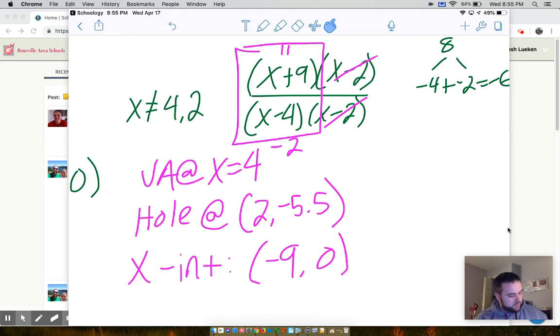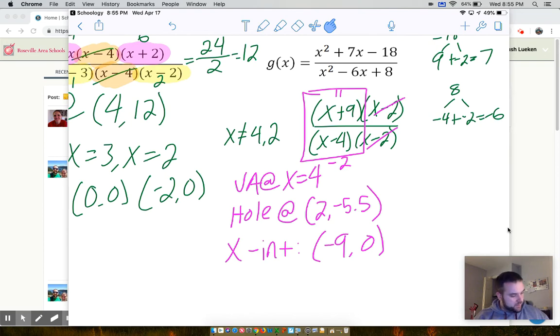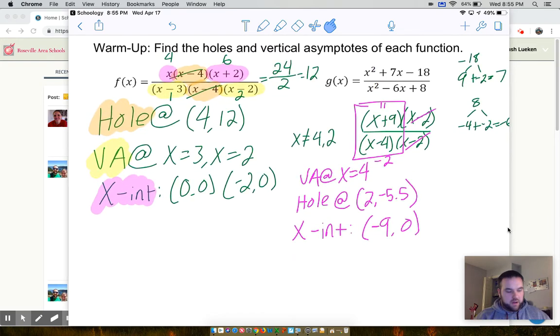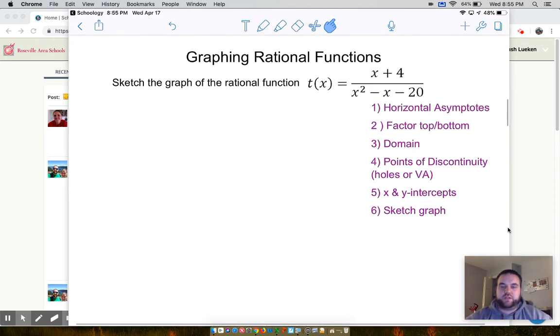That was just a little brief intro to how we're going to find some of these characteristics without actually graphing. So we're just listing out what those characteristics are. Okay, I'm going to run through 2 examples real quick of graphing, just to get another refresher.